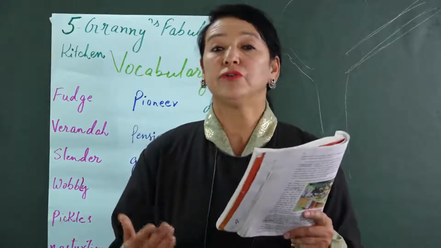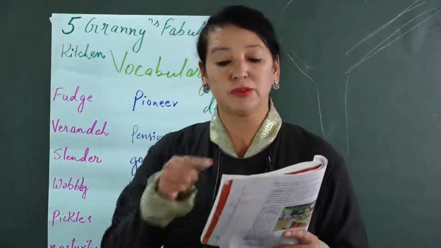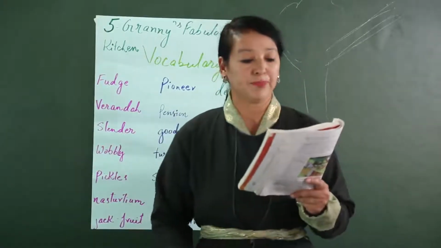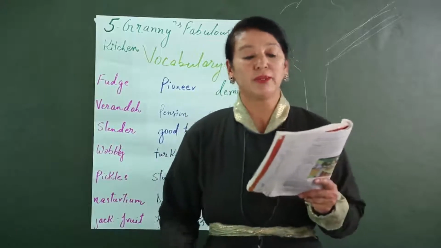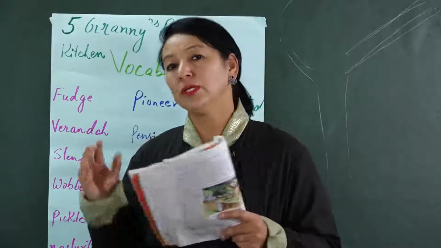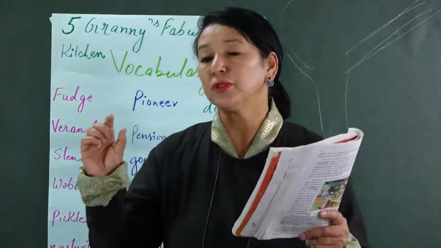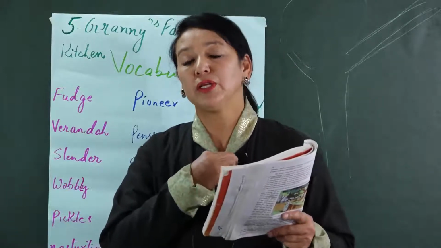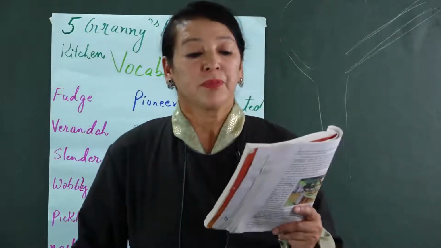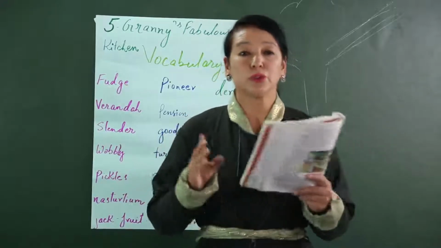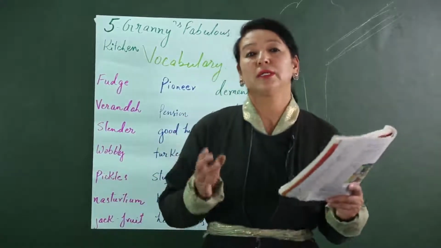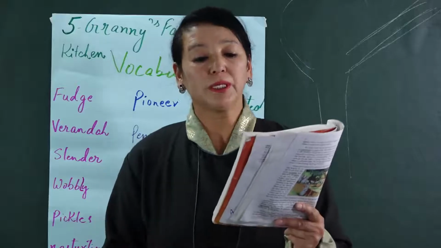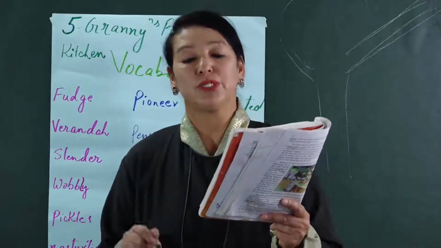Okay, from the variety of vegetables, Granny is preparing pickles. She could pickle almost anything, from nasturtium seeds to jackfruit. That means nasturtium is a kind of flower. Okay, from the stem of the flowers, the nasturtium seeds, to the jackfruit, which is a plant that we mostly eat. From the nasturtium plant to the jackfruit, Granny is very famous for making pickles. So she could pickle almost anything from nasturtium seeds to jackfruit.